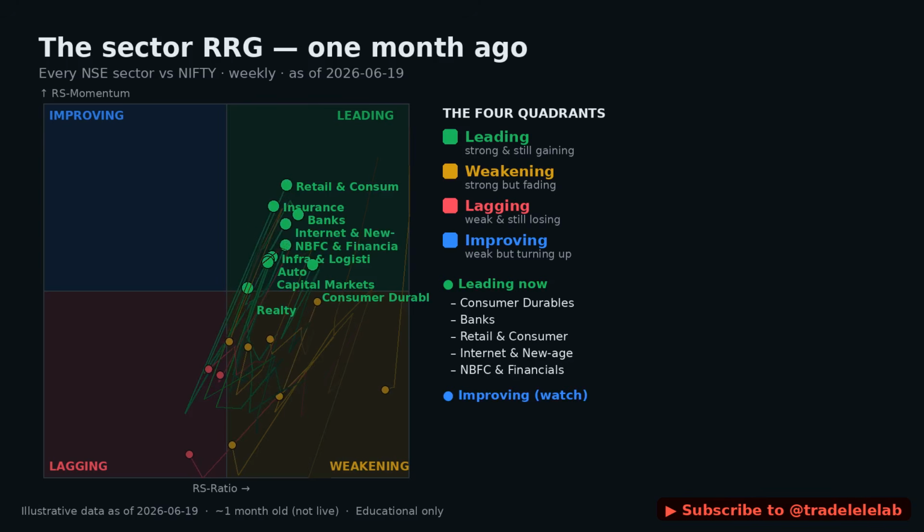Notice how they spread across the 4 colored quadrants. The green, leading sectors sit to the top right. The blue, improving sectors are to the top left. On the right you can see which sectors were leading and which were improving on this date 1 month ago.